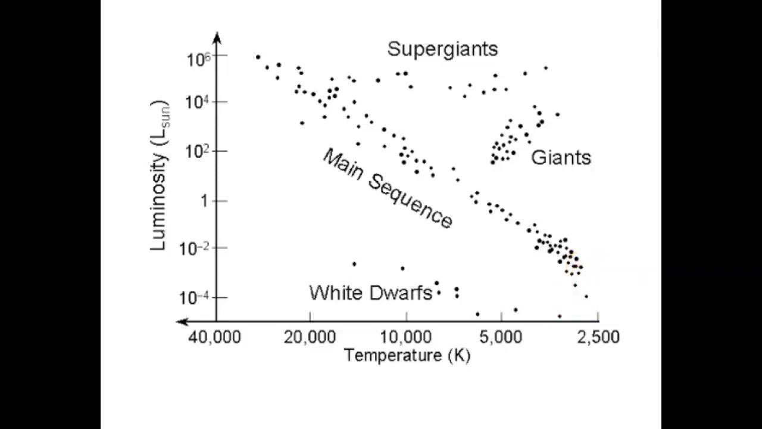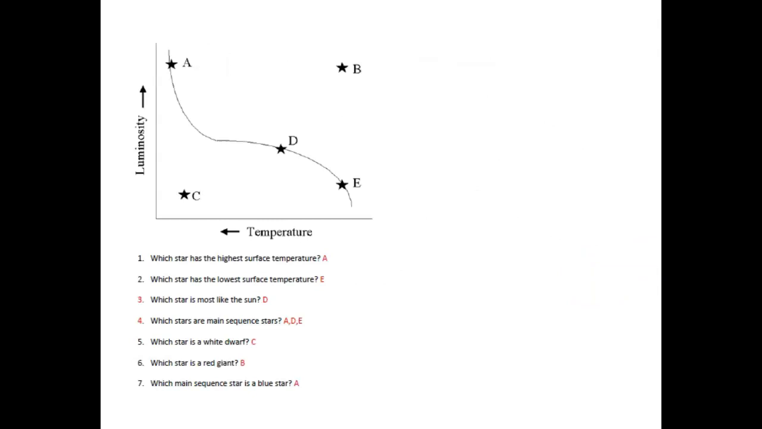Now let's take a look at a practice sheet. I want to explain to you how this works. You can go over it on your own. I'm not going to read it to you. But basically, we have a basic HR diagram here. And it says which star has the highest surface temperature.